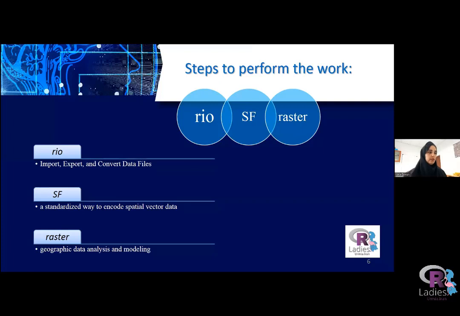In this step, to perform the work, at first we call packages such as rio, sf, and raster. rio is for import, export, and convert data files. sf is a standardized way to encode spatial vector data, and raster is for geographic data analysis and modeling. We will continue to use sp, with sf linked by sp for classes and methods for spatial data.